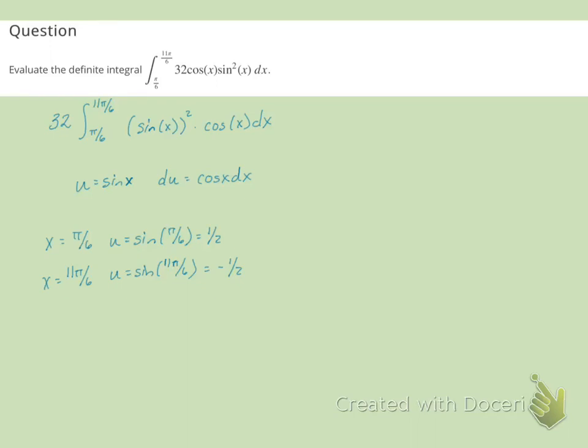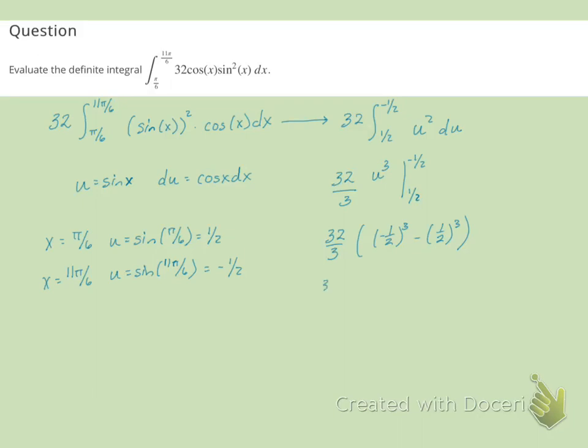So when we do this substitution, we'll have 32 integral from 1/2 to negative 1/2 of u squared du. Using the power rule, we'll increase this by 1, divide by the new power, and then we'll evaluate this from negative 1/2 to 1/2, giving us 32 thirds times negative 1/2 cubed minus positive 1/2 cubed.